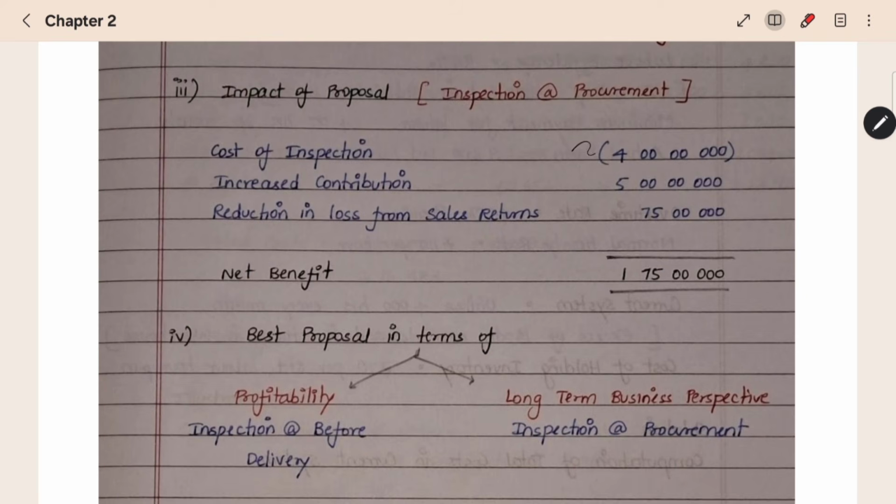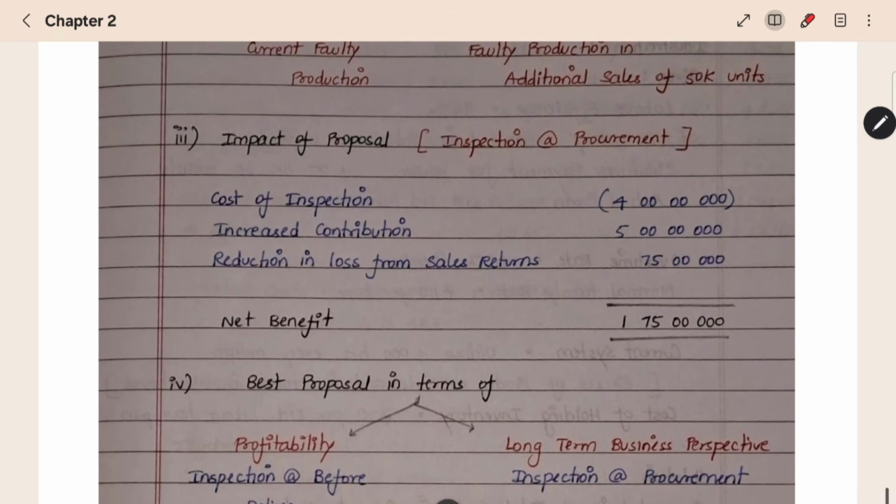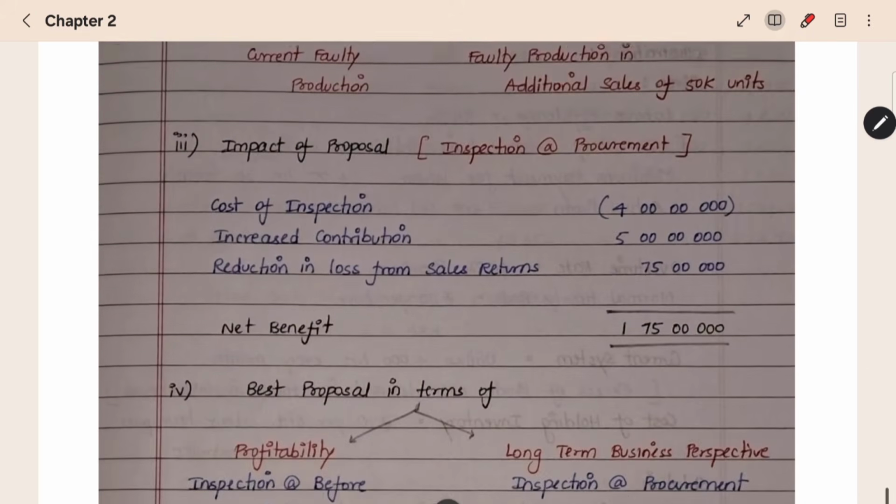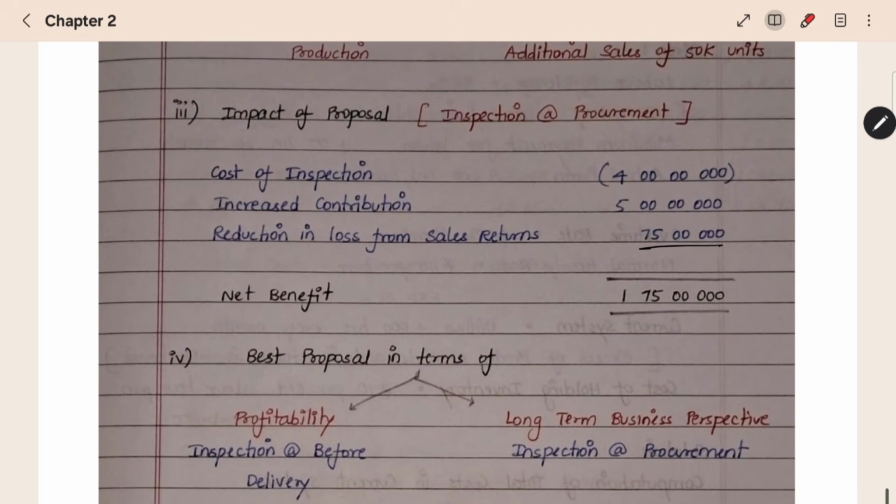Now in the solution we can see that the cost of inspection, 4 crore per annum, is an additional cost, it is a negative. And then the increased contribution. Now we are going to make only good products, so we will not have any sales returns, so our sales will also increase by 50,000 units per annum. For 50,000 units, 1 unit we have 1,000 contribution, so this much increased contribution we will get. Next thing is reduction in loss from sales returns. If you do any sales returns, it will be a loss for you. How much will it be? We already calculated in the first part, 75 lakhs. That loss we will not be incurring now. That is a savings for you now. So it is a 75 lakh positive we are adding.